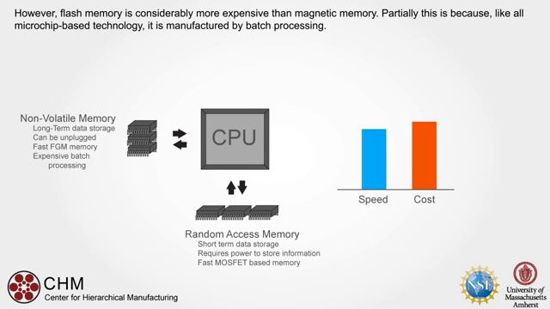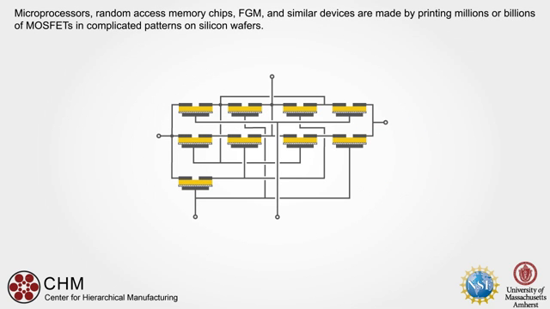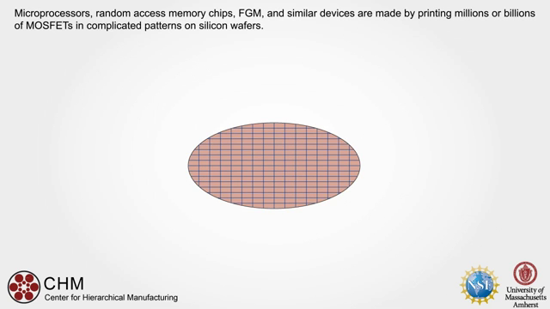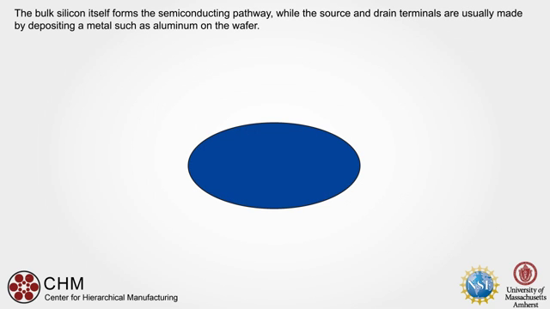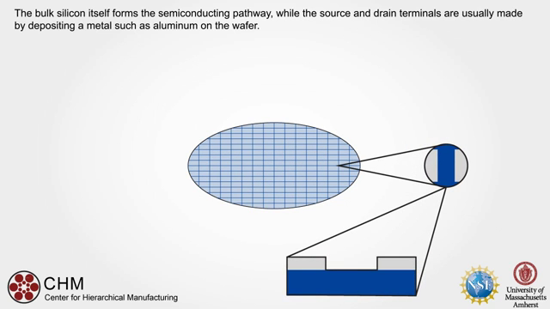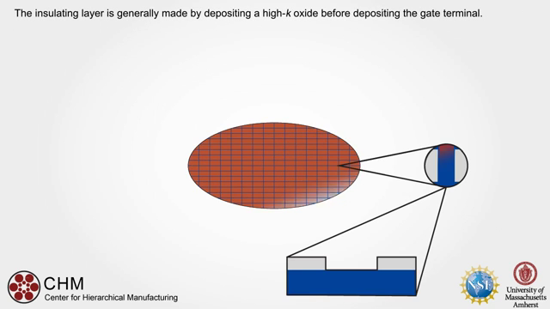Partially this is because, like all microchip-based technology, it is manufactured by batch processing. Microprocessors, random access memory chips, FGM, and similar devices are made by printing millions or billions of MOSFETs in complicated patterns on silicon wafers. The bulk silicon itself forms the semiconducting pathway, while the source and drain terminals are usually made by depositing a metal such as aluminum on the wafer. The insulating layer is generally made by depositing a high-K oxide before depositing the gate terminal.